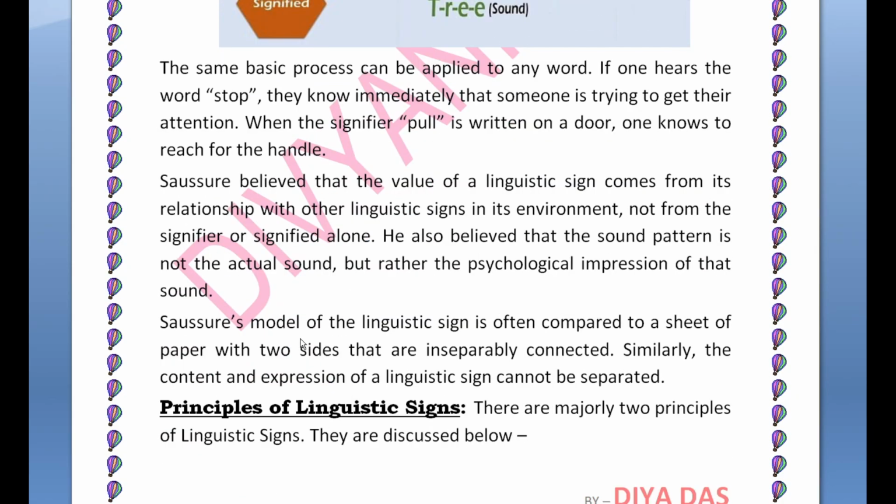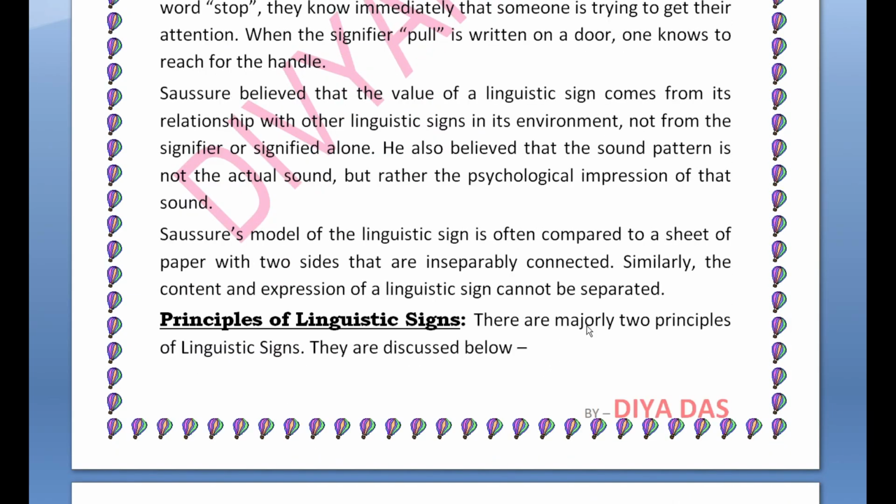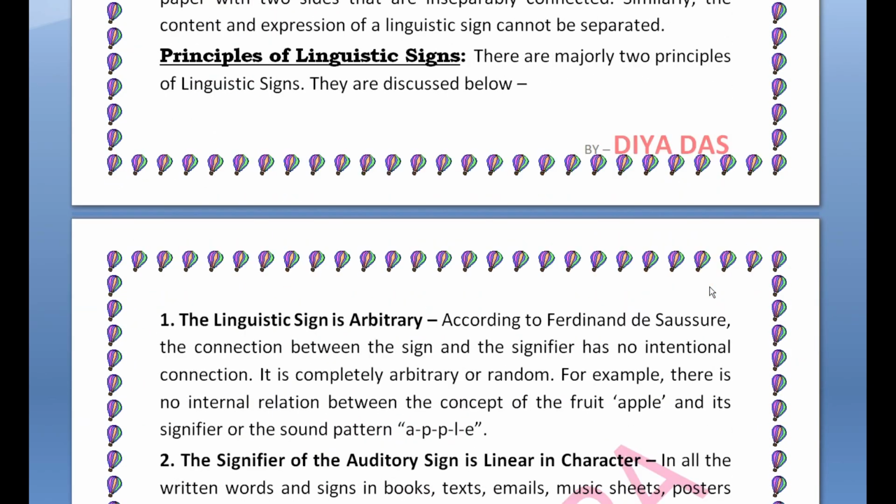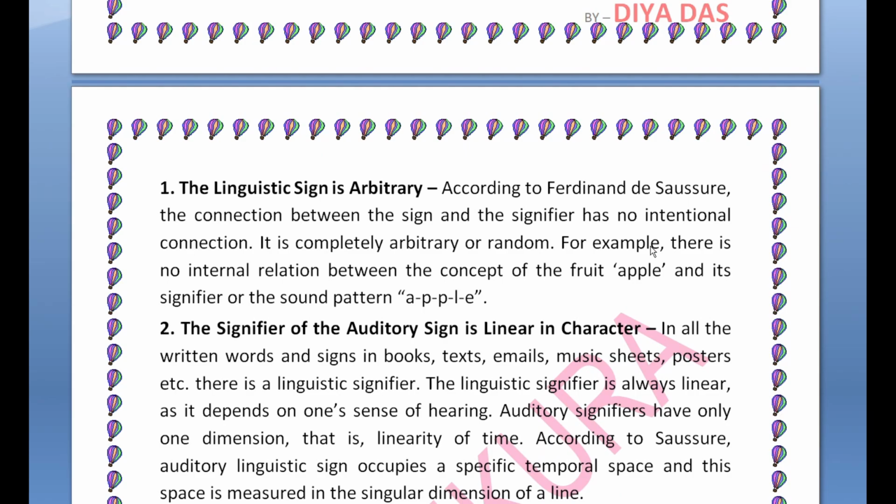Next para. Saussure's model of the linguistic sign is often compared to a sheet of paper with two sides that are inseparably connected. Similarly, the content and expression of a linguistic sign cannot be separated. Next point, principles of linguistic signs. There are majorly two principles of linguistic signs. They are discussed below.